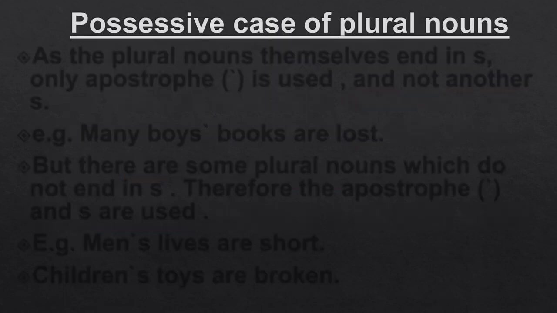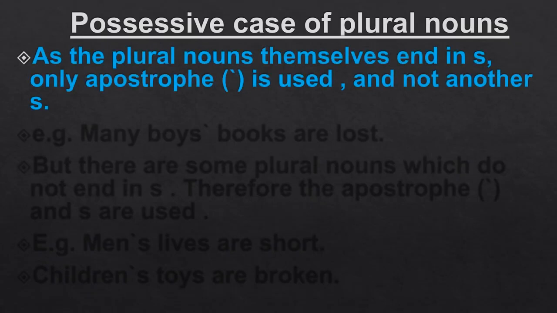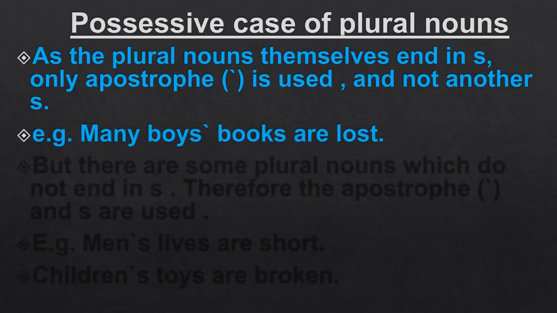Now we will read possessive case of plural nouns. As the plural nouns themselves end in s, only apostrophe is used and not another s. It means that we know that there are some plural nouns which end with s. In that case, we will not use another s. We will simply put apostrophe to make its possessive case. For example, many boys' books are lost. Here, boys is itself ending with s. So after boys, we have just simply put apostrophe to make its possessive case.